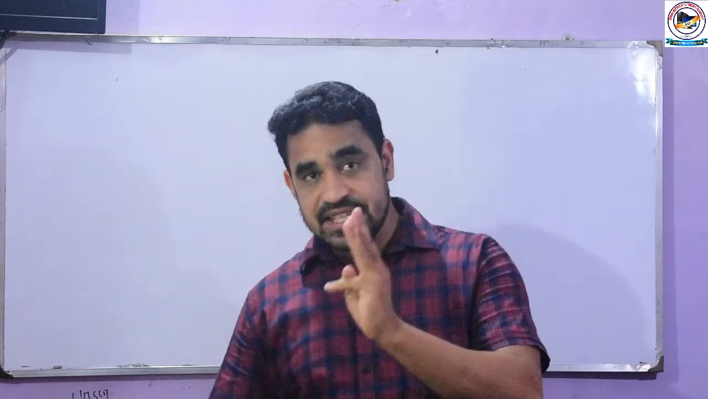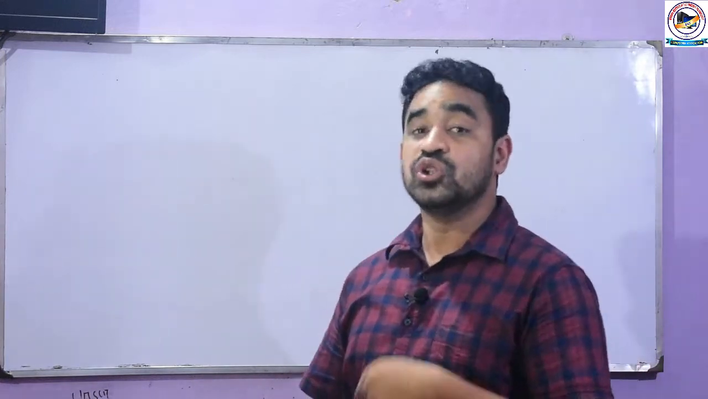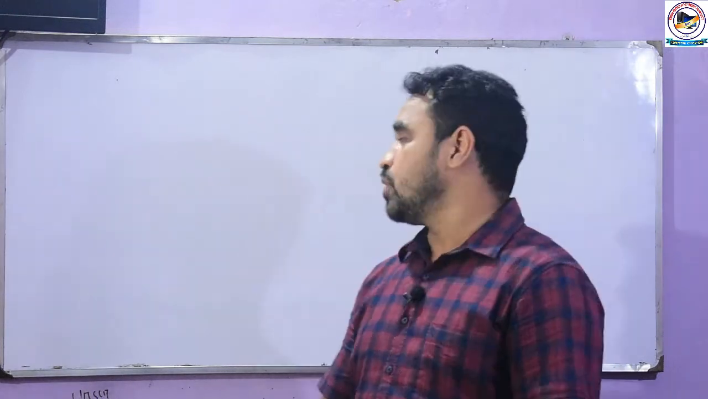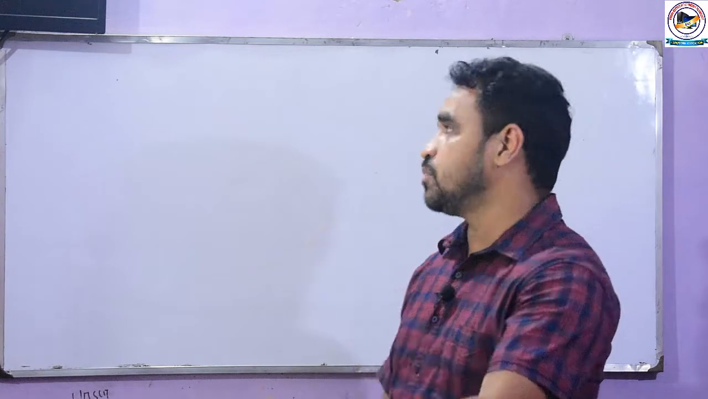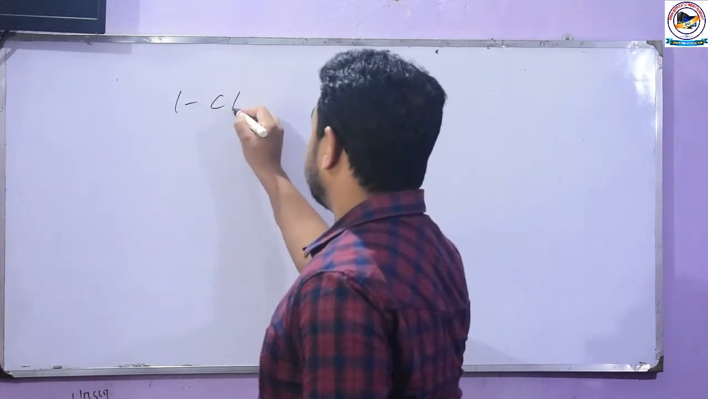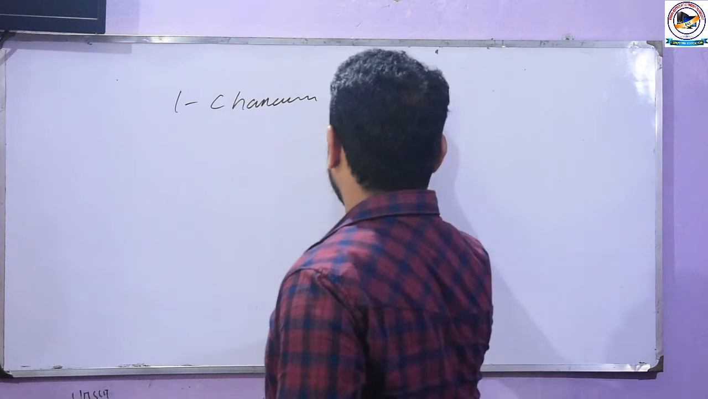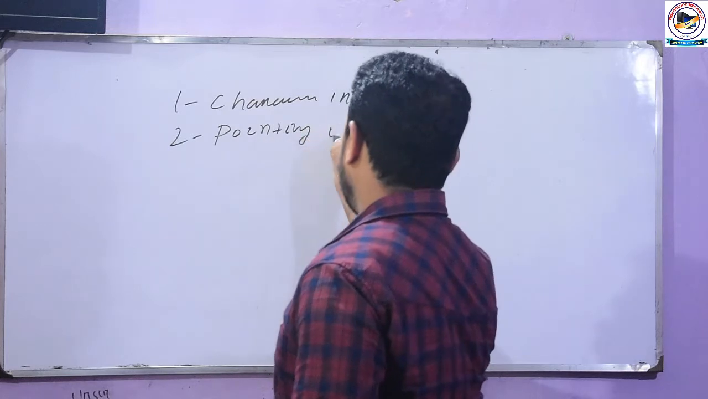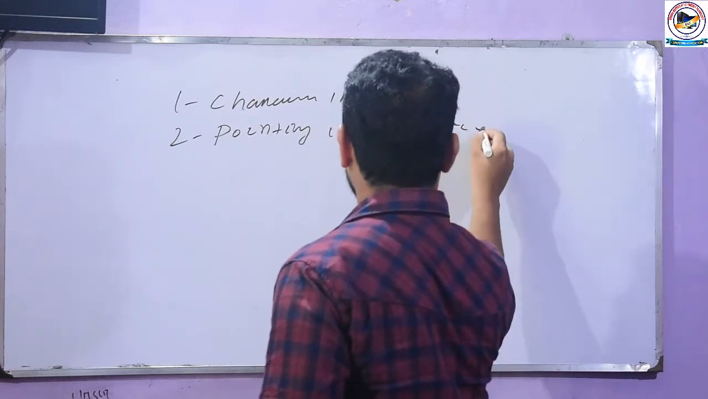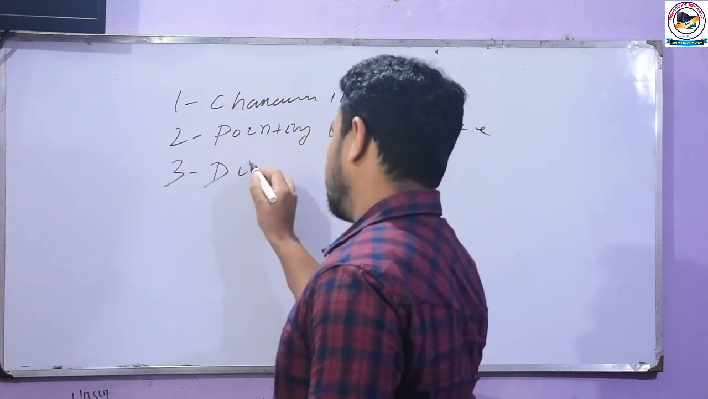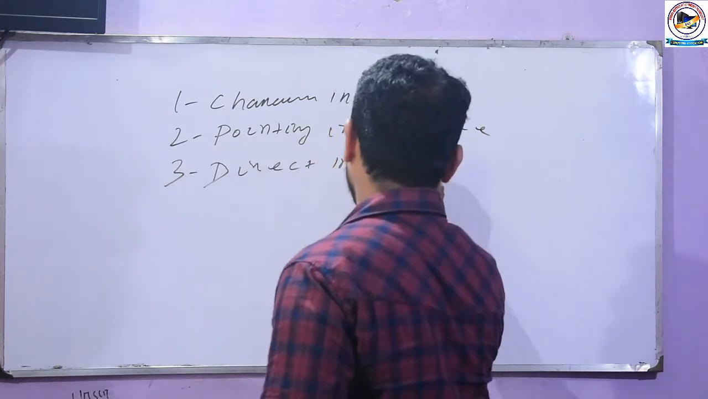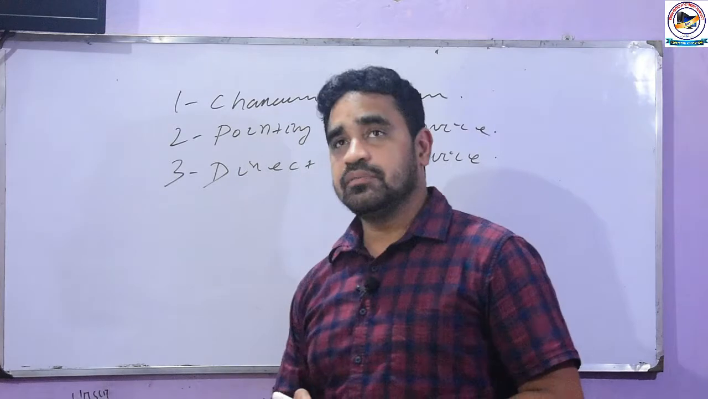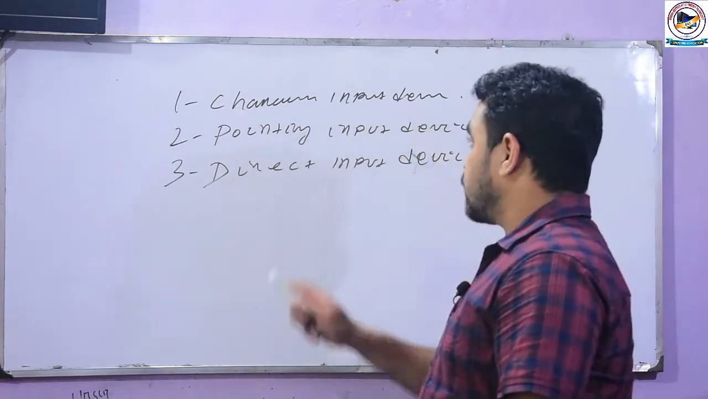Input devices are classified into three categories. One is the character input device, another is the pointing input device, and the third is the direct input device. First is the character input device. Second is the pointing input device. Third is the direct input device. Okay.